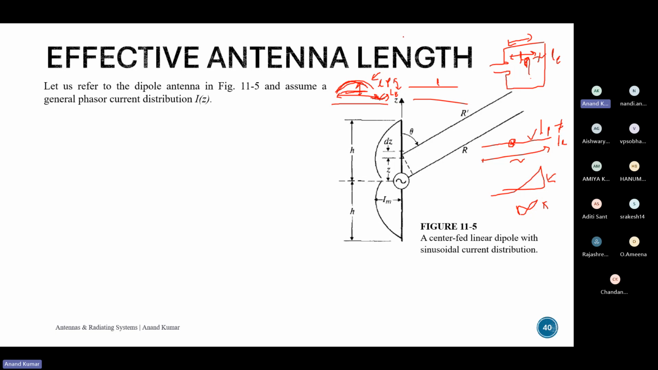For a meandered line, as I told in the previous example, if you calculate the length using a string or something, it will turn out to be some meandered length. But its radiation frequency will not be the same as a dipole which has the same length. Both of them will have some difference in the frequency of radiation, which is due to the effective length.